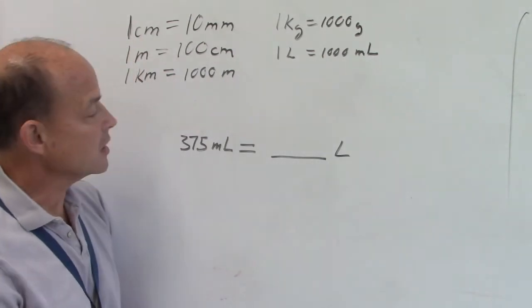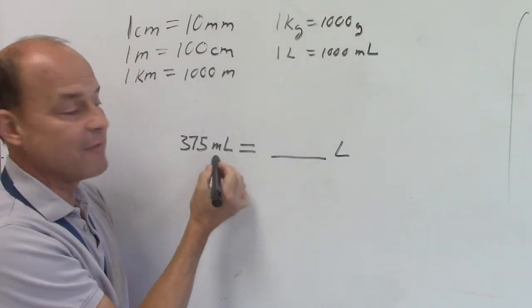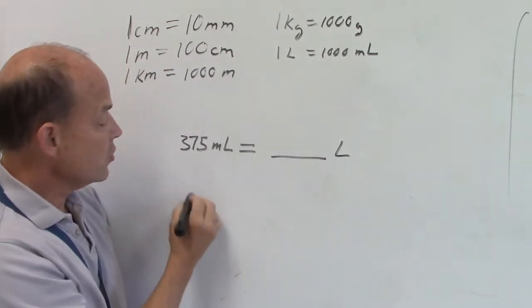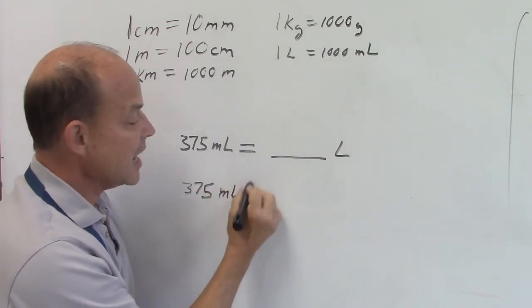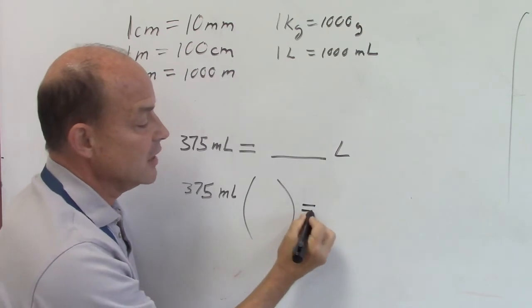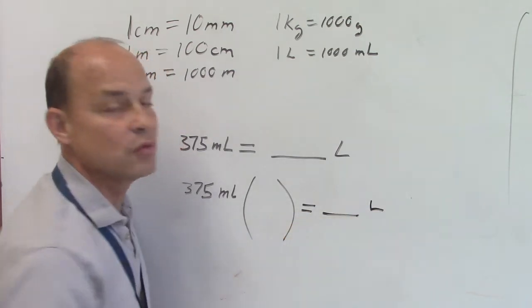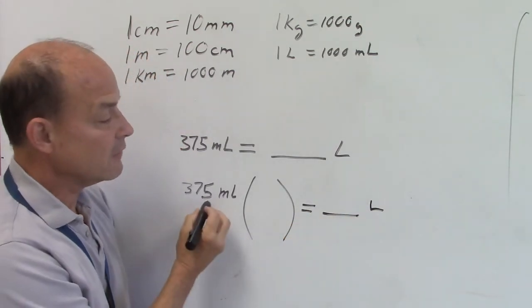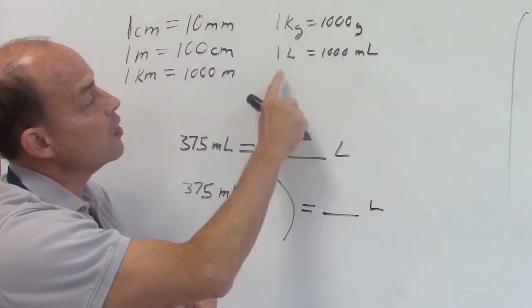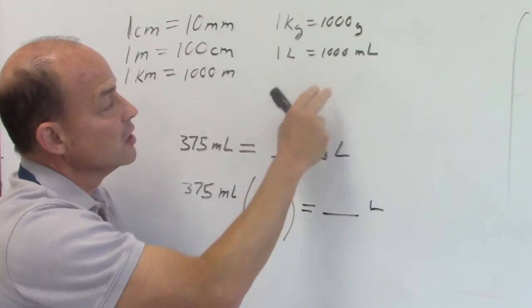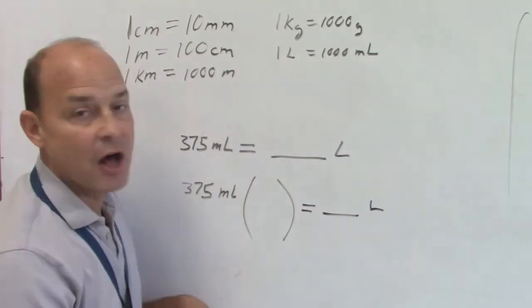Let me show you what I'm talking about. We want to convert 375 milliliters to liters. So you say 375 milliliters times some conversion factor is going to give you the answer that you want in liters. Now how are we going to get from here to there? Well, we're going to use one of these equivalents for liters to milliliters. So we know that 1 liter is equal to 1,000 milliliters.